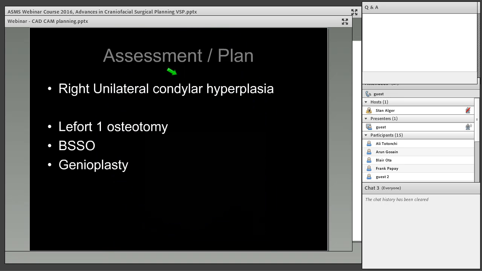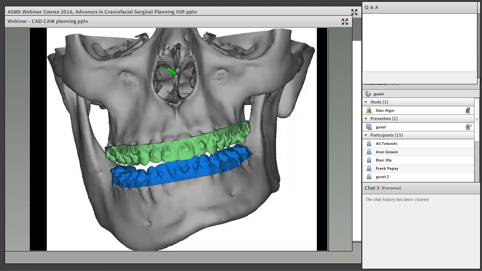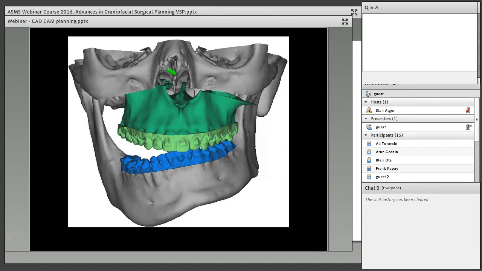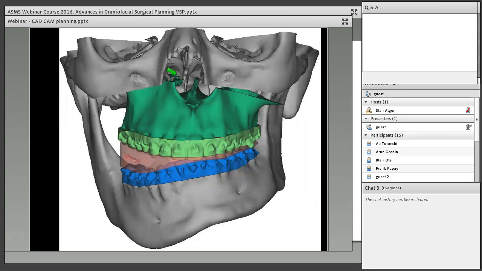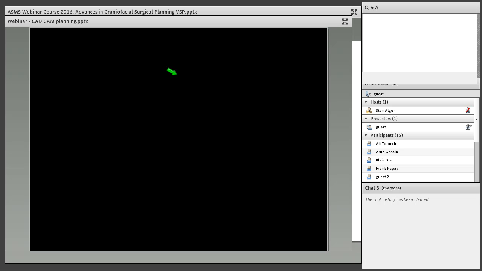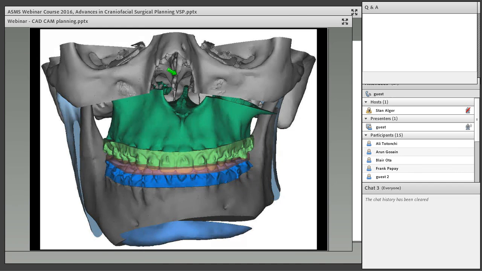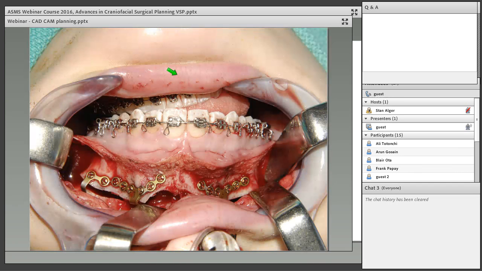So the plan was to do a Lefort 1, BSSO, genioplasty. And by doing the medical modeling while doing the plan, even after correcting for the occlusal cant, we realized that she will still have facial asymmetry on the right side because of her condylar hyperplasia and the height of the ramus. So at that point, despite correcting for the occlusal cant, we felt that it's best to do as well an inferior right mandible osteotomy to further improve her facial symmetry.